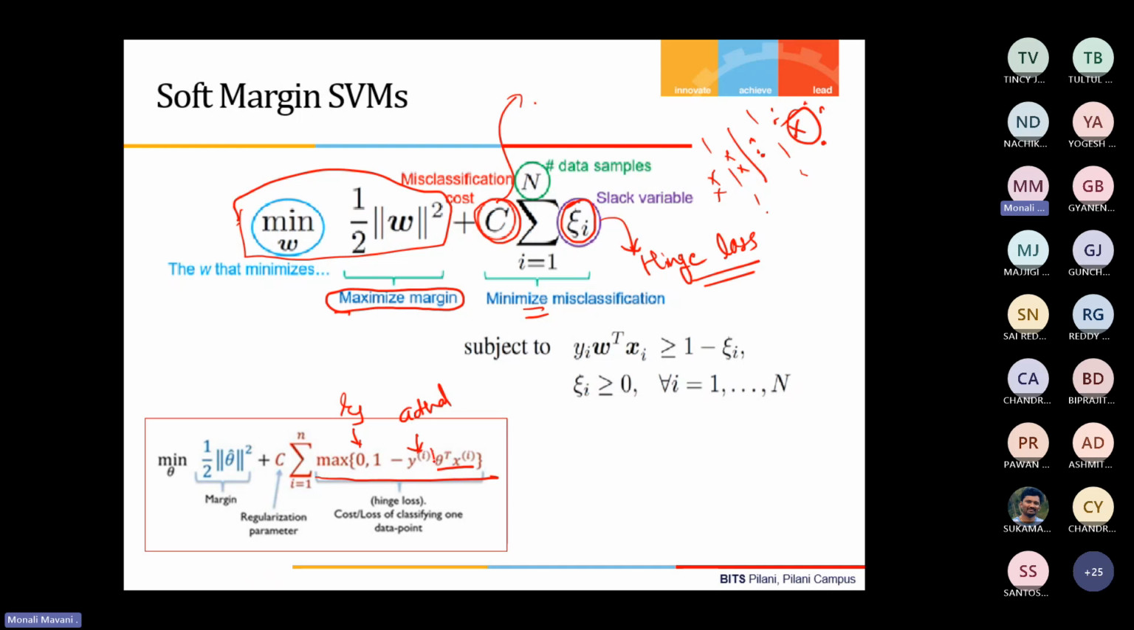What is this theta transpose x_i? It is the predicted value. For a class, we take the sign of the predicted value, but this is the function we use inside the hypothesis function. 1 minus this value will give you the value of the slack variable. The intuition is that it is nothing but the distance of a point from its margin.